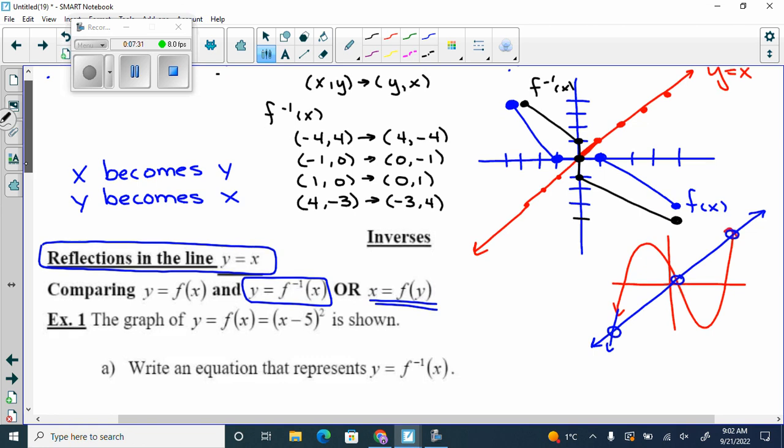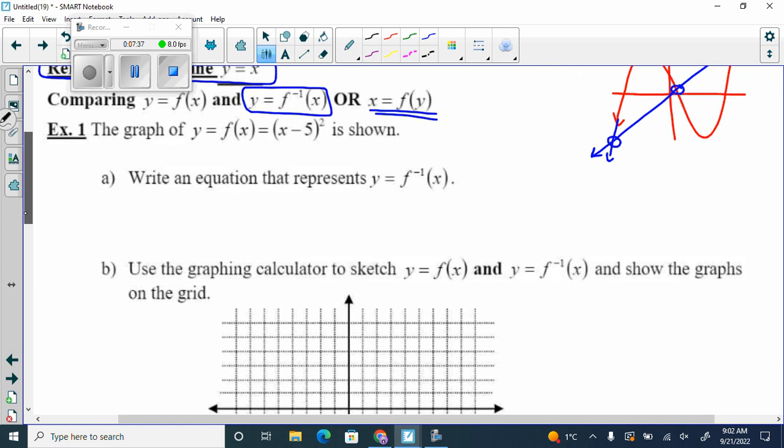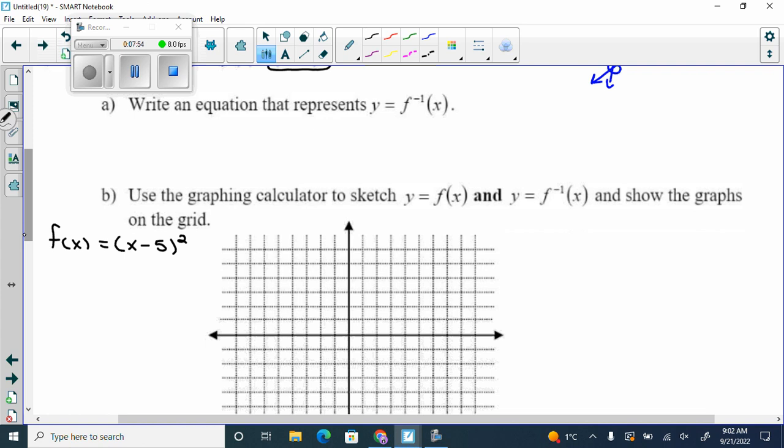All right. So here we have the graph of f of x is x minus 5 squared. I want you guys to draw it down here. This one, x minus 5 squared. I'm not going to tell you how. I want you to see if you can sketch it somehow, however your brain does it. Sketch x minus 5 squared on here, and then I'll show you how I would do it.